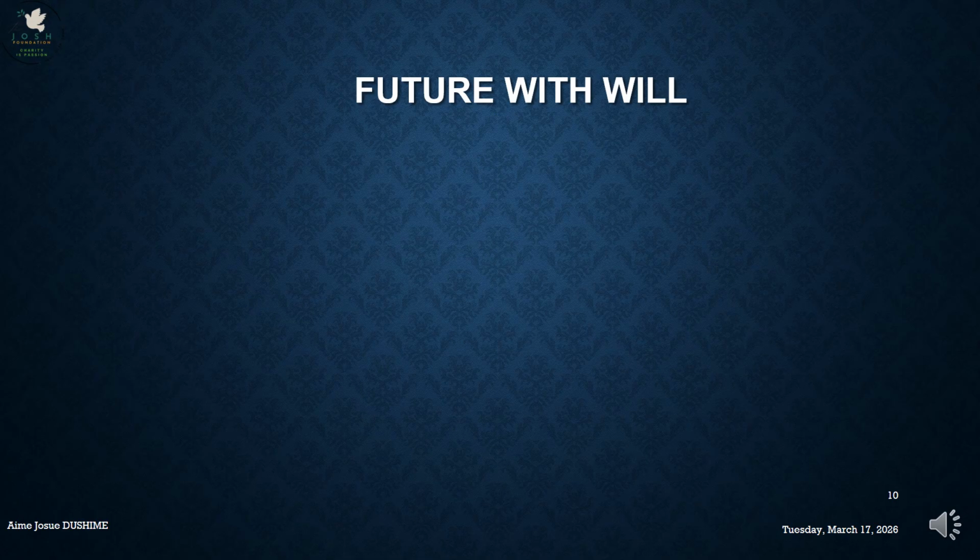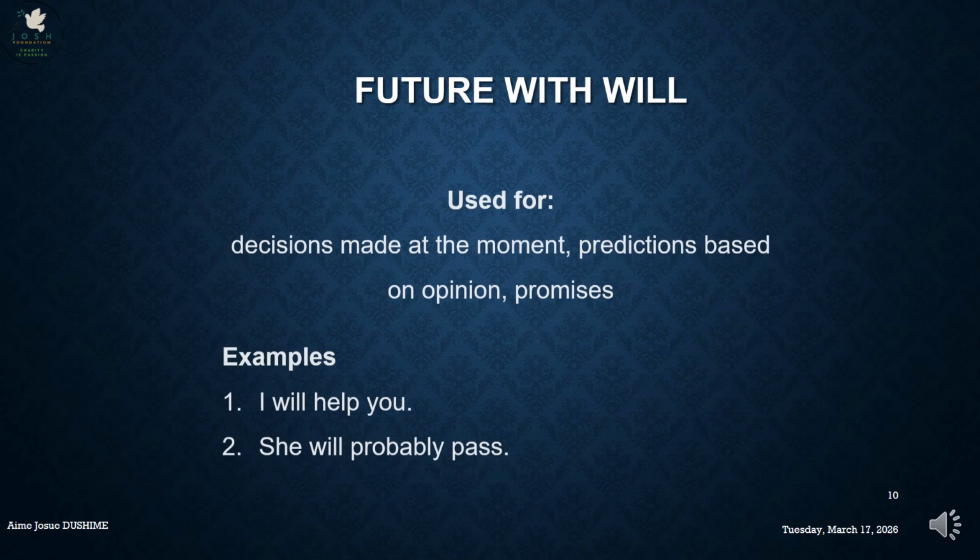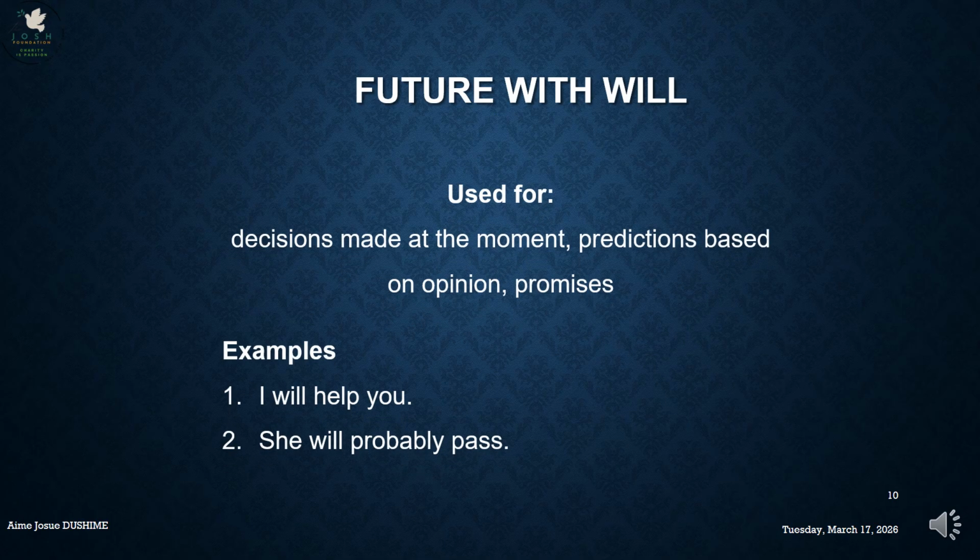See the future with will. How do we deal with the future having will? We use will when decisions are made at the moment of speaking. The decision you take when you are just speaking at that time. That is when we use future with will. When you make a prediction based on opinions or your thoughts or your beliefs. If it is something you think, if it is something you believe without evidence, that is when you use will.